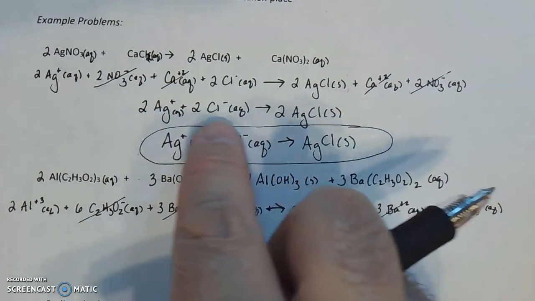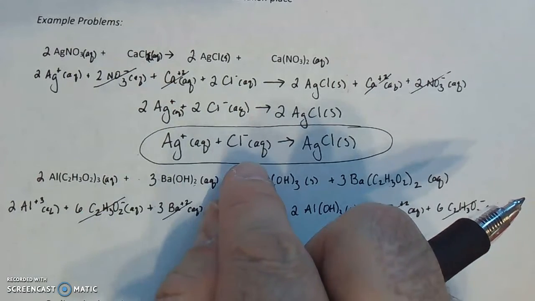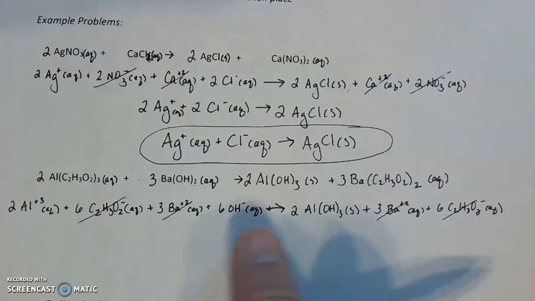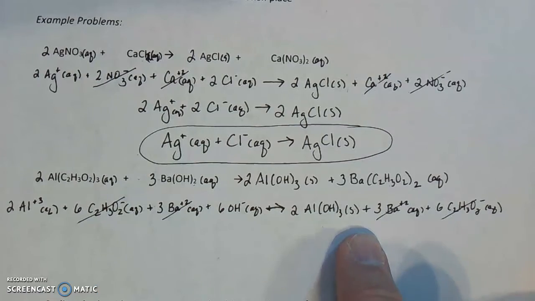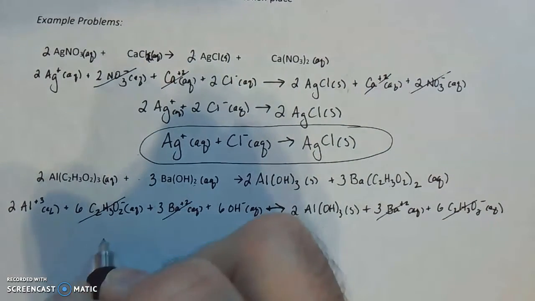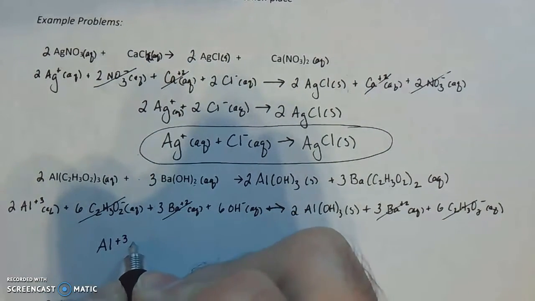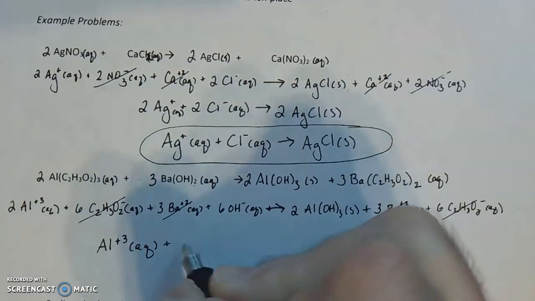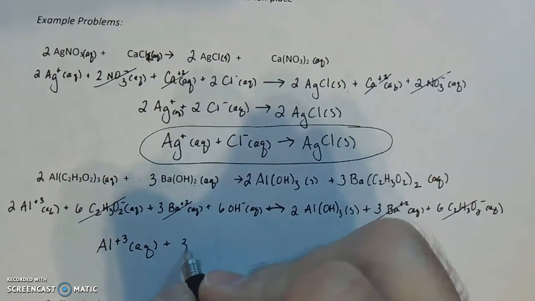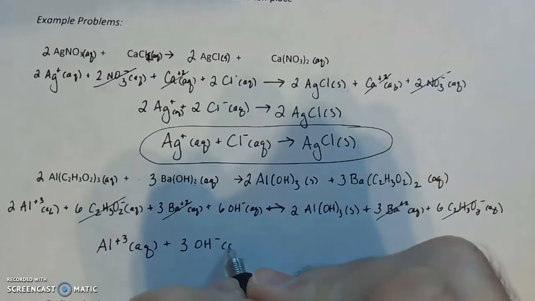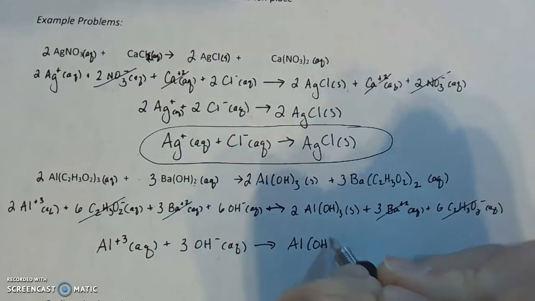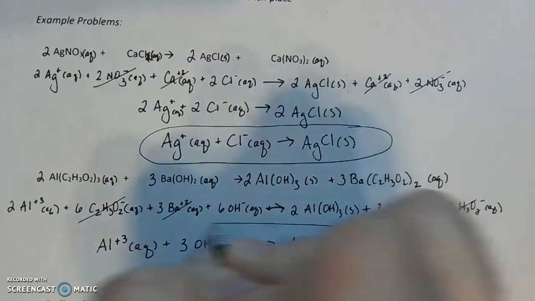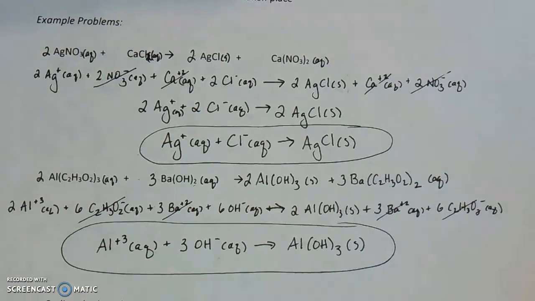So if you don't want to write it out and then have to reduce it down, you could do that in the same step. 2, 6, and 2 are all divisible by 2, so we end up with Al3+ AQ plus 3 OH- AQ yields Al(OH)3 solid. There is our net ionic equation.